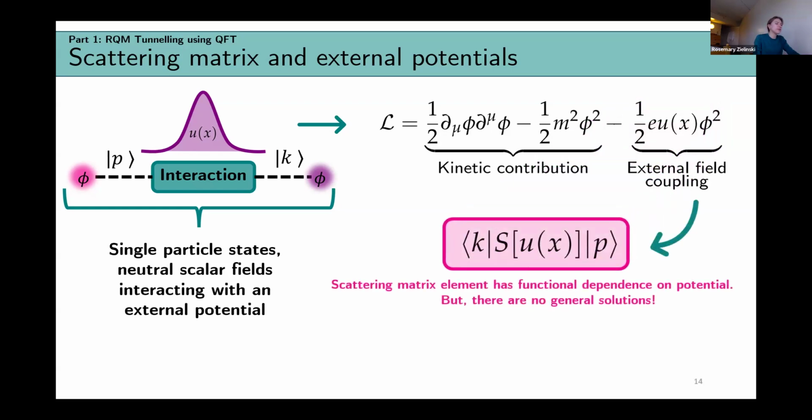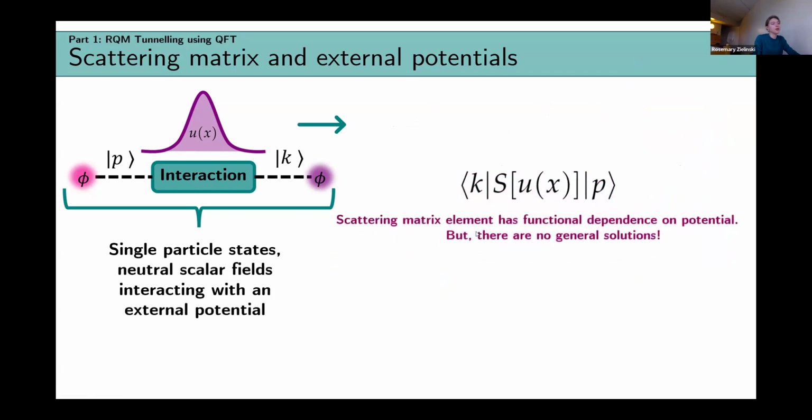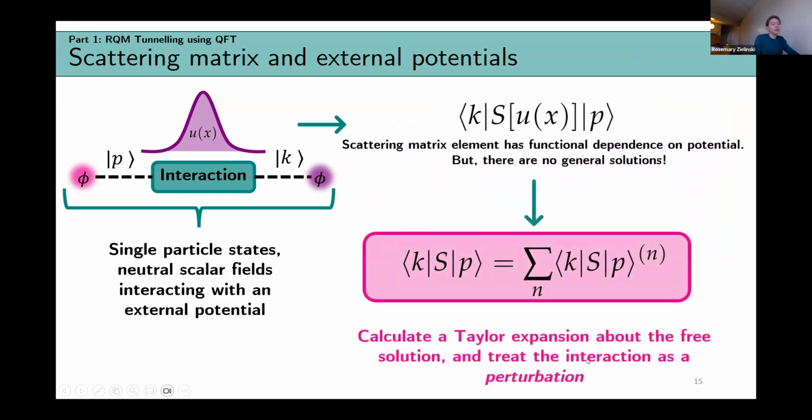And typically what we're interested in is the scattering matrix elements associated with this problem. But in general, this element has some functional dependence on the potential, but there are actually no general solutions for arbitrary potentials, and we should expect this because we haven't solved the Klein-Gordon equation for arbitrary potentials. So typically, the way that we would approach a calculation like this in QFT is we would calculate a Taylor expansion about the free solution and then treat this interaction as a perturbation in the coupling to the potential. So essentially treat the potential as a perturbation.